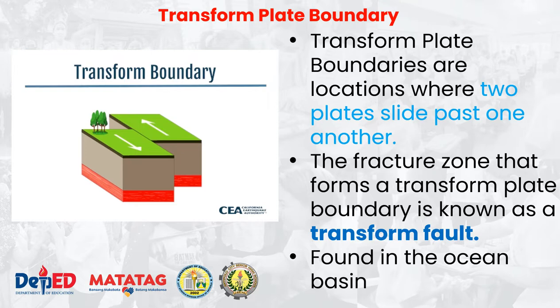Ang mga rocks dito ay nakaline ng boundary na nagpo-pulverize talaga ng plates, nag-grind sila at nagkikreate ng linear fault valley or undersea canyons. Earthquakes are common along these faults, in contrast sa convergent and divergent boundaries. Dito, yung crust nagka-crack talaga at nagkakaroon ng pagkasira. And it's not created or destroyed. The fracture zone that forms a transform plate boundary is known as transform fault.